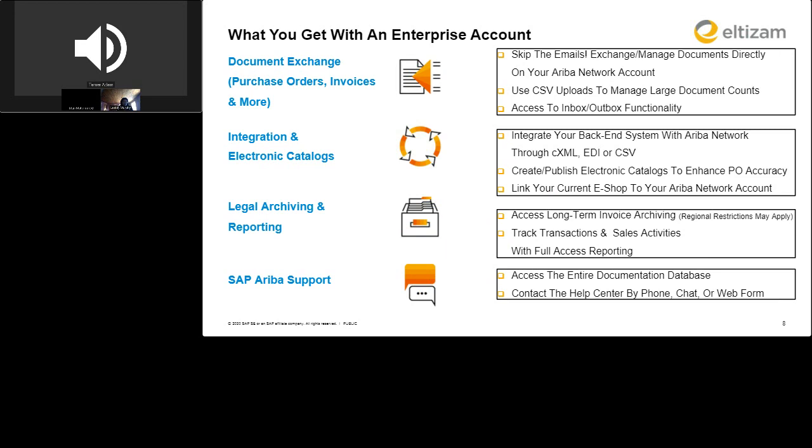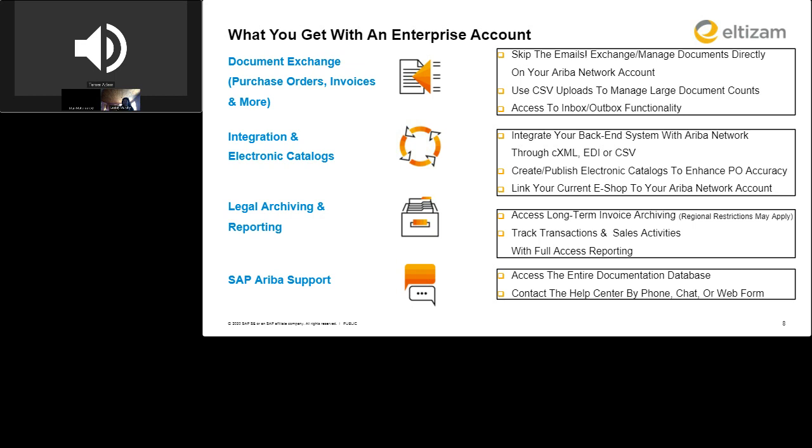These features are first in terms of document exchange. When you receive a purchase order from your customer, you don't need to go back to the email that you got from your customer in order to process the purchase order or create subsequent documents. You can always manage all documents through your Ariba Network account if you have an enterprise subscription. You can log into your Ariba Network account, see all purchase orders that you receive, and process them online, so you don't need to go back to the email.